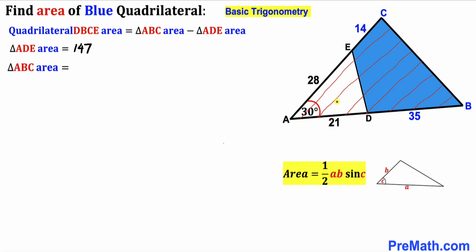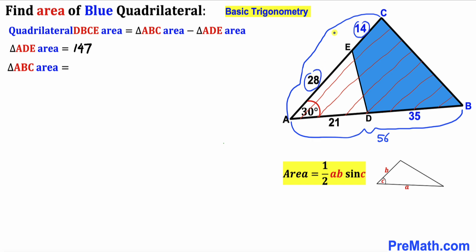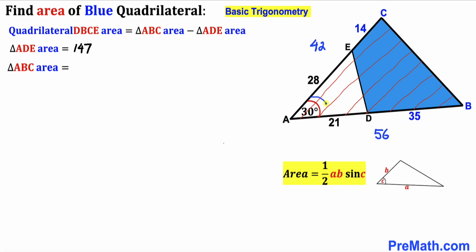And here's our next step. Let's calculate the area of this big triangle ABC. Once again, we are going to use the very same formula: area equals a half times a times b times sine of C. In our case, this whole side length AB is the sum of these two individual lengths, so that gives us 56. Whereas this side length AC is the sum of 28 plus 14, that gives us 42. And the angle between them is 30 degrees.